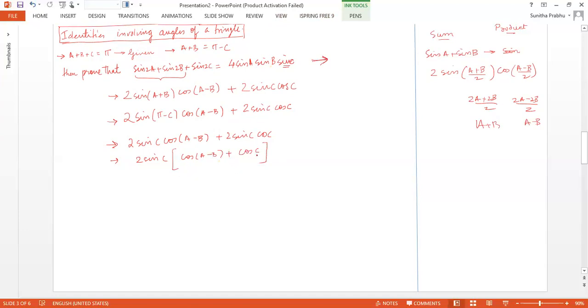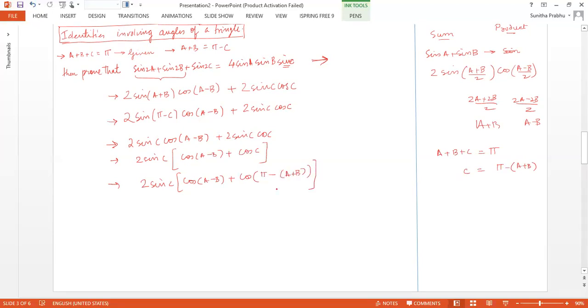Yes, sir. So one other thing is, here you have a minus b, right? Instead of cos c, can I somehow write it in terms such that I get a and b? So pi minus a plus b. Very good. A plus b plus c is pi. Therefore, I can write c as pi minus of a plus b. So that will become 2 sine c into cos of a minus b plus cos of pi minus a plus b.